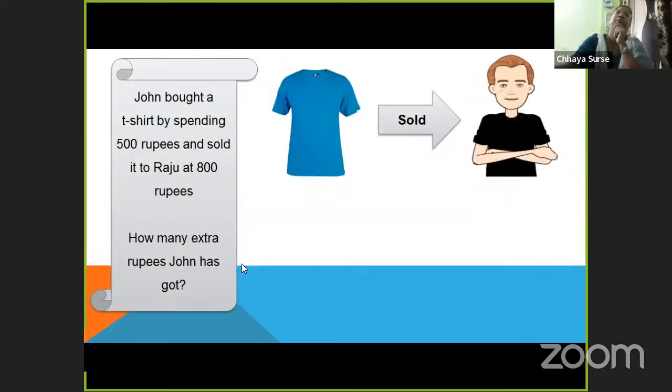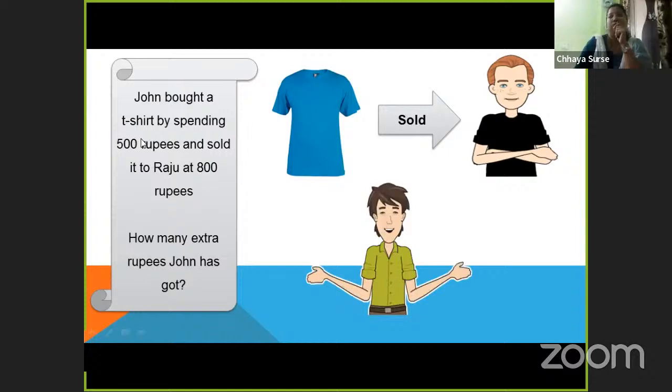Now another example. John bought a t-shirt by spending 500 rupees. So John bought this t-shirt for 500 rupees, and sold it to Raju for 800 rupees. How many extra rupees has John got in this transaction? 300 rupees.